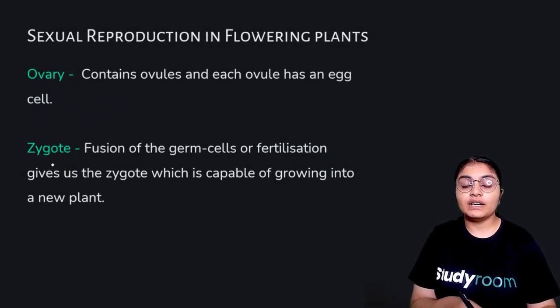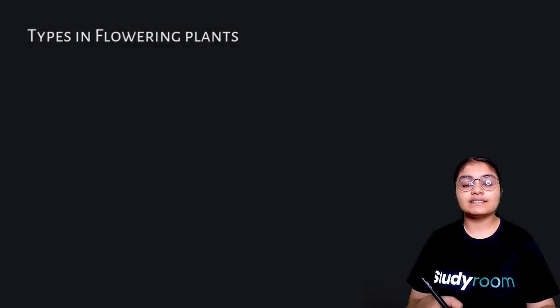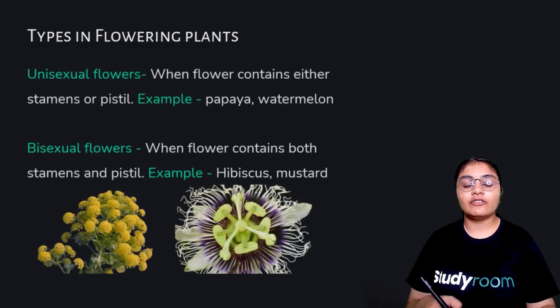And then the zygote. Zygote is formed when there is a fusion of the germ cells or fertilization, and thus this zygote is capable of growing into a new plant. So the zygote has the capability of growing into a new plant. Now let's discuss what are the different kinds of flowering plants.